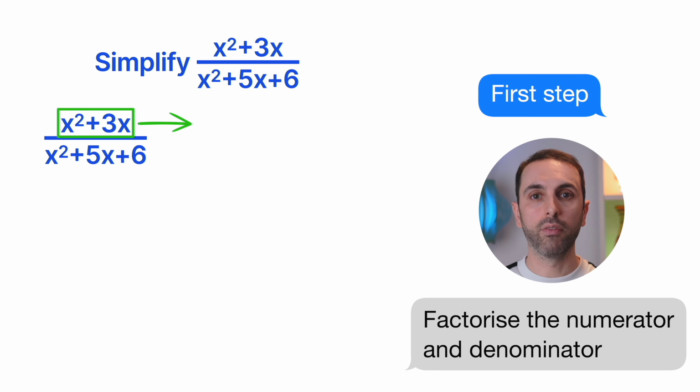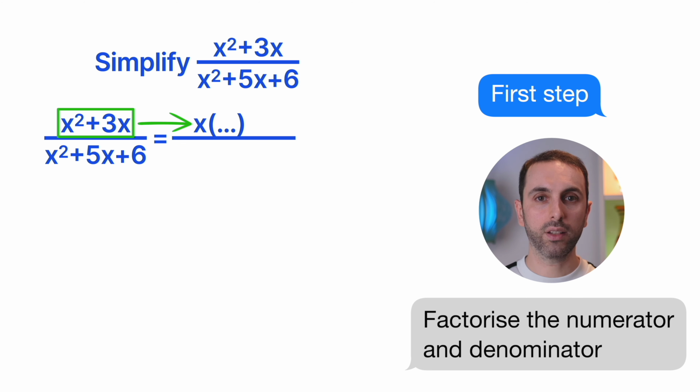For the numerator, upon factorizing, we see that x is a common factor, and we're then left with x plus 3 on the inside of the brackets.